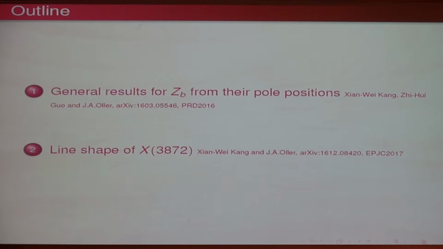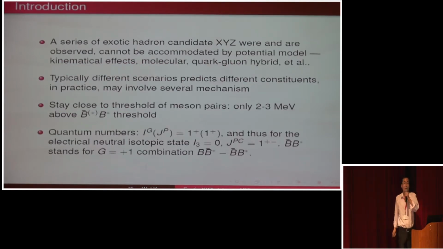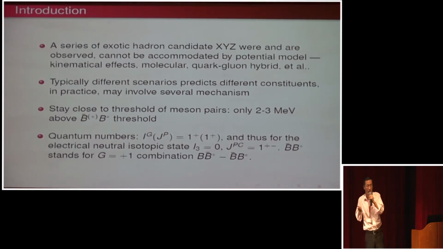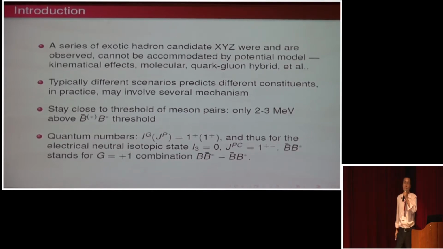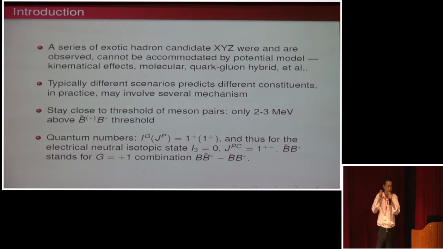I will use these two particles as examples, the ZB states and the X3872. In the first part, the only input is the pole position. And in the second part, you will find some new surprise beyond the conventional virtual or bound state. As we know, more and more exotic hadron state candidates, the XYZ states, are observed in experiment, and their interpretations are still mysterious.